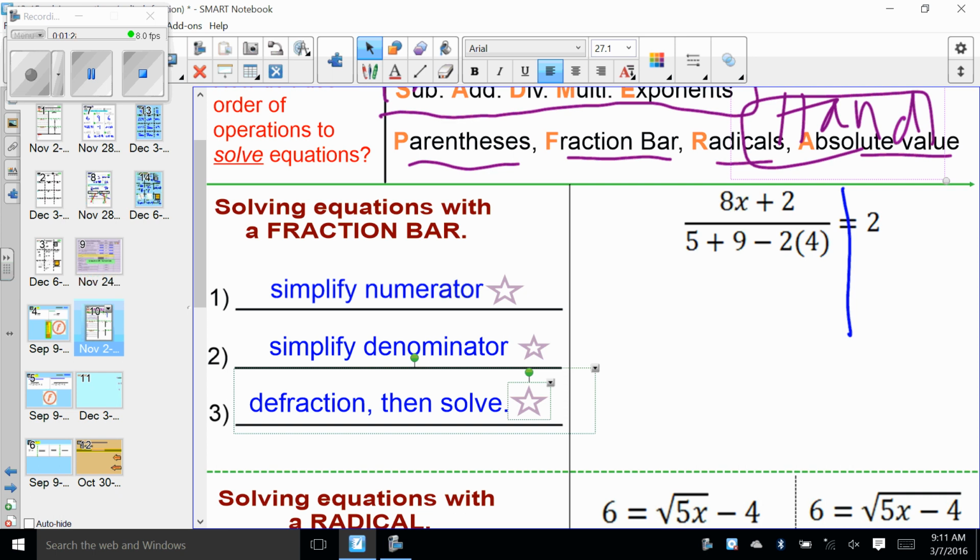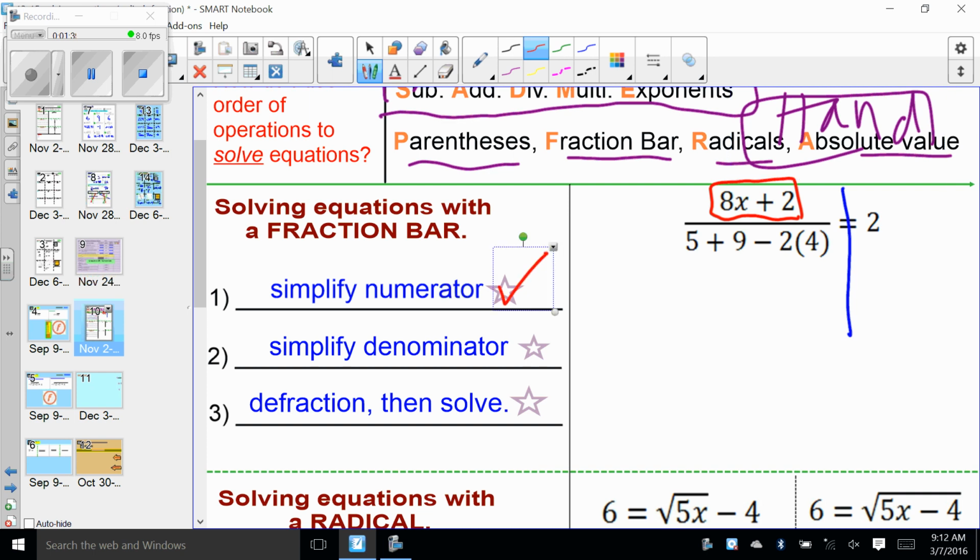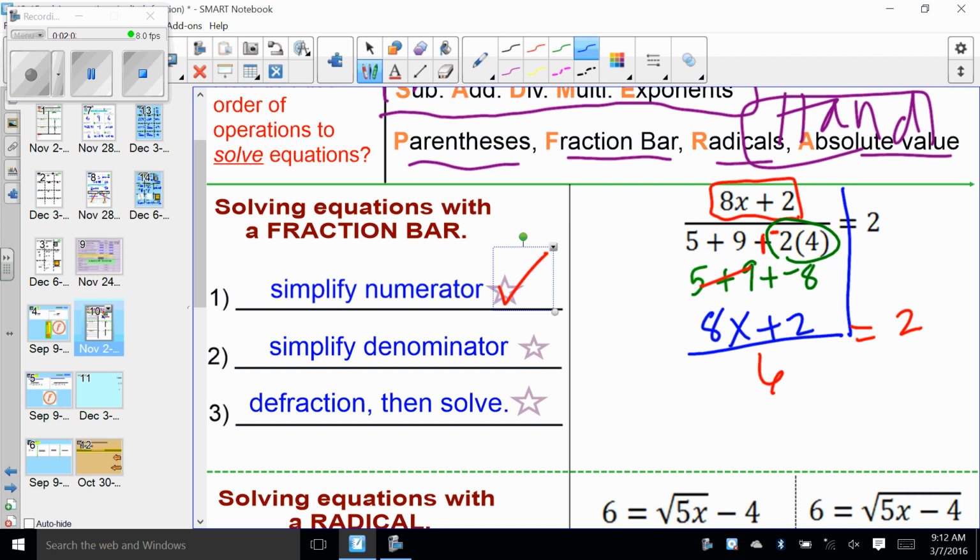Okay, so as we start to solve, we're going to clean up that numerator. In the numerator, we have 8x plus 2. Those are unlike terms, so there's nothing I can do. I'm kind of just done with that. So step 1, nothing I can do. In the denominator, though, I can clean it up. I'm going to stop, chop, chop for sure. I have a triangle problem coming out of this, which is negative 8. So we have 5 plus 9 plus negative 8, working left to right. In the numerator, we get 8x plus 2. In the denominator, we have 14 plus negative 8, which is 6, and that equals 2.